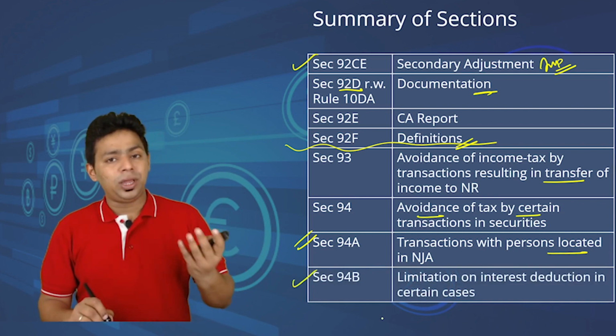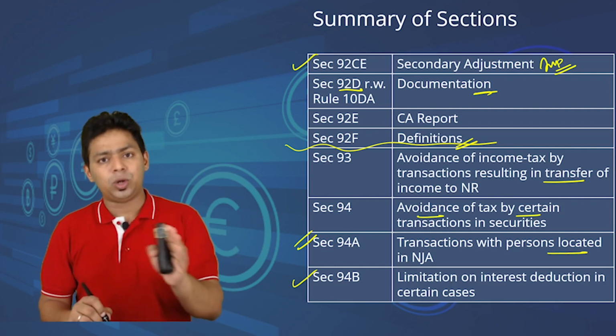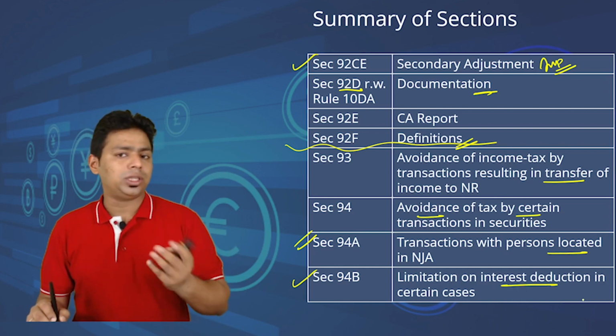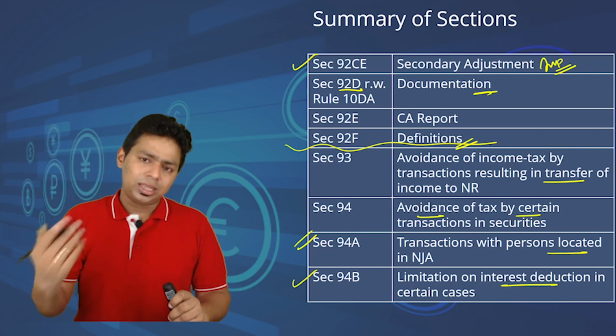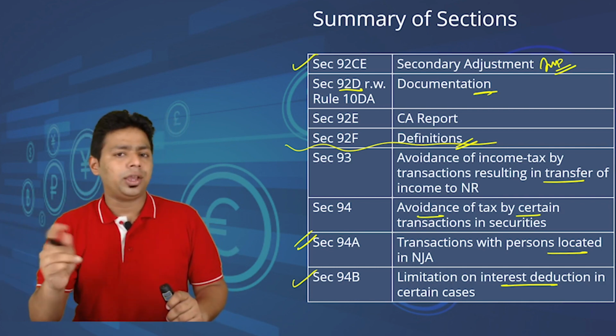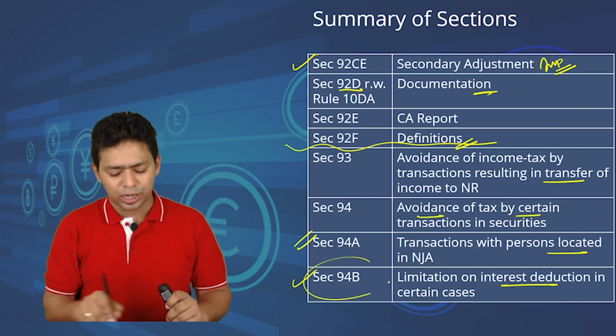92B, 94B: unless and until I discuss this provision with you, you may not understand. So wait for 92B to come into play, then we will discuss. 94B is the limitation of interest paid in certain cases. Whenever an Indian associate enterprise pays interest to outside India, there has to be a maximum bar. So it is a maximum bar, 30% of EBITDA is the provision. That we will discuss when we reach section 94B.